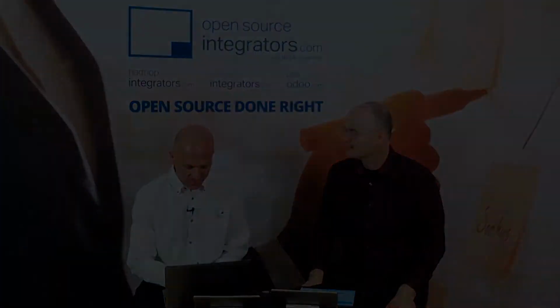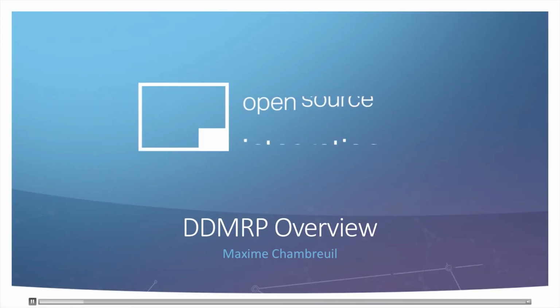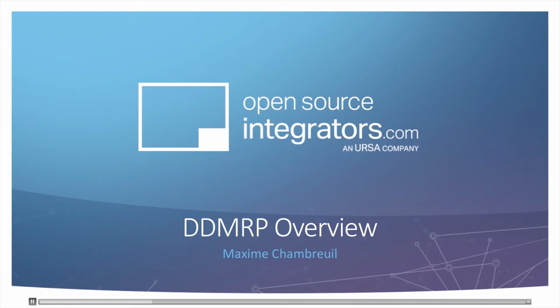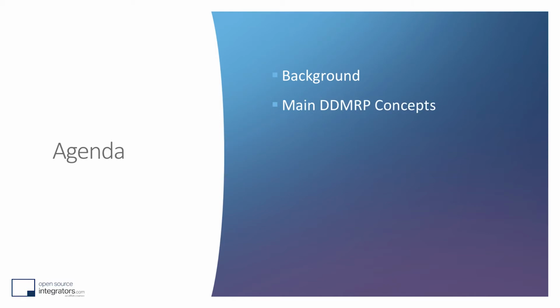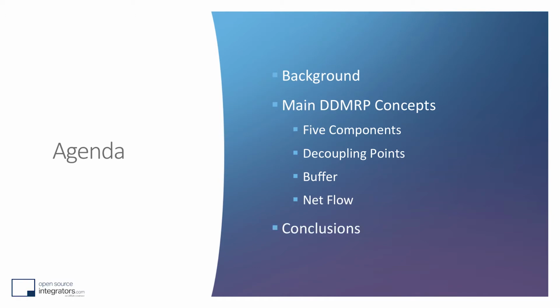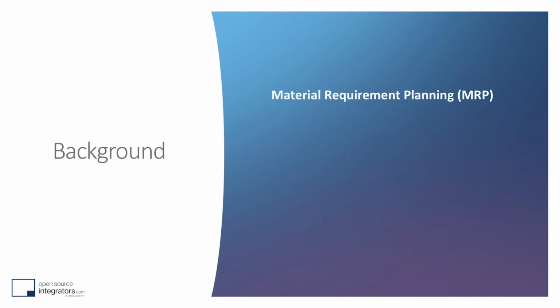Thank you, Wolfgang. Let me show you how DDMRP works. Today we're going to discuss DDMRP, Demand-Driven Material Requirements Planning. Our agenda is going to focus on the background of the DDMRP. What are the main concepts behind it? So we're going to cover the 5 components. We will define what a decoupling point and a buffer are, and we will discuss the net flow equations before concluding this webinar.